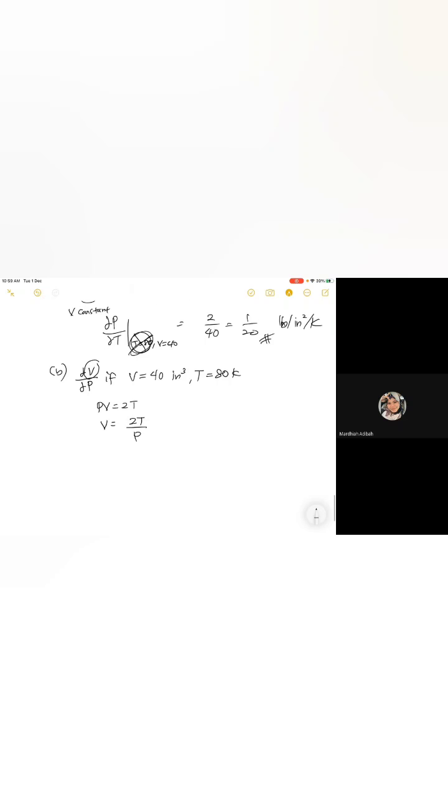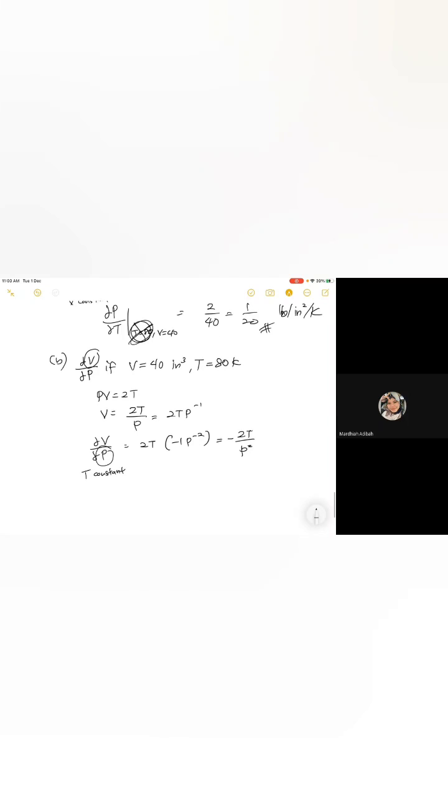So when I want to differentiate V with respect to P, again my T is constant. The temperature will become constant, so temperature constant, 2T. So we differentiate P only. P now has P to the power of negative 1, because it is at the bottom. So negative 1 P to the negative 2, or the 2T, negative 2T over P squared. It becomes like this.